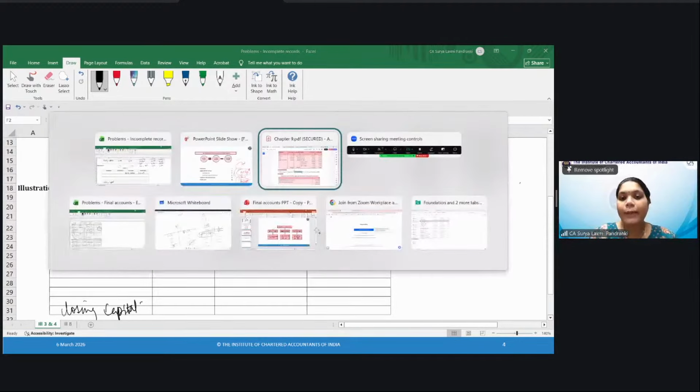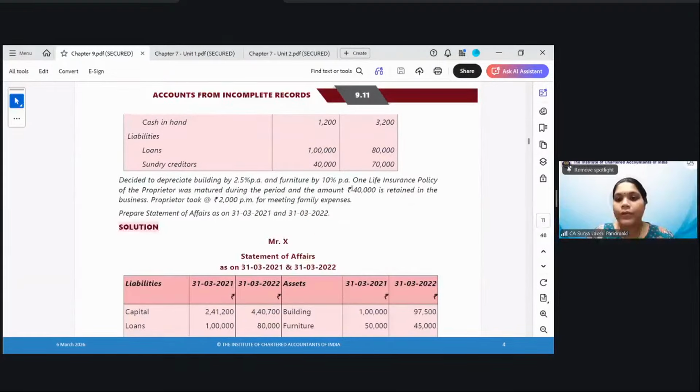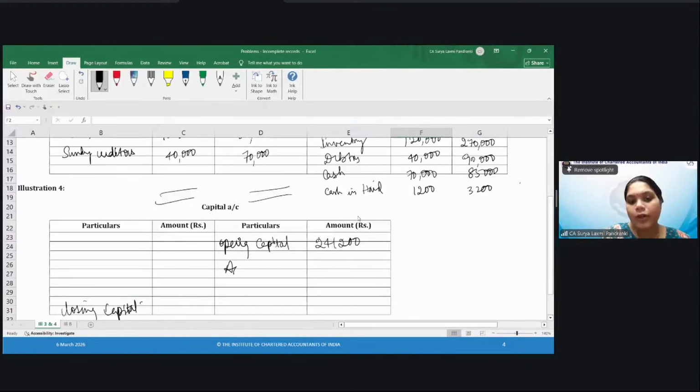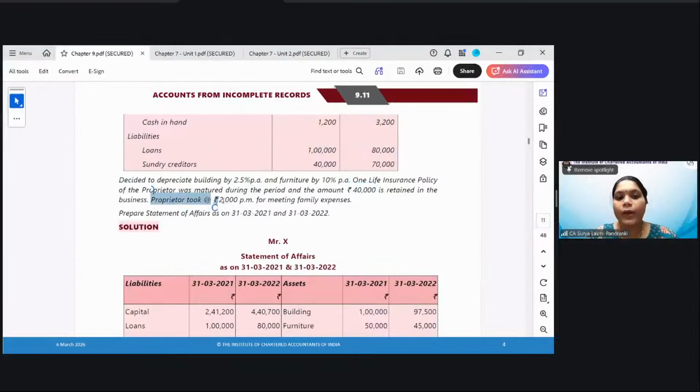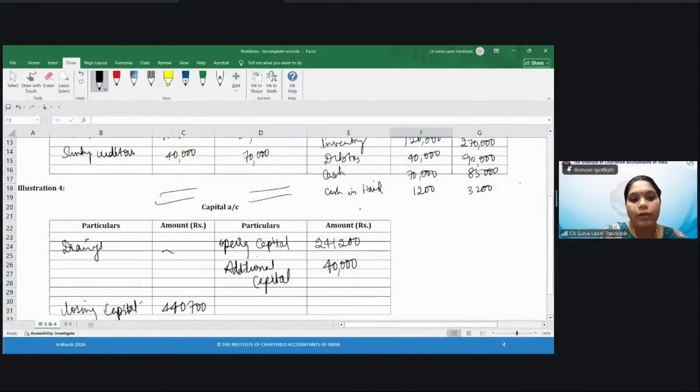Do we have any additional capital brought in during the year? Can you see this 40,000? It's the same question, a continuation question only. 40,000 they have introduced in the business, which means this is additional capital brought in, right? So I will take that. How much is the additional capital? 40,000. Do we have drawings also? Yes, we have drawings also. They told that the proprietor took 2,000 per month for meeting his family expenses. So this is a drawing, personal expenditure, right? So this will be how much? 24,000.